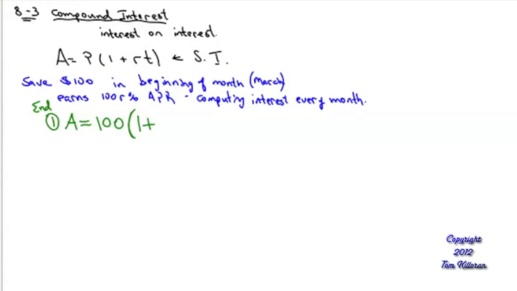Now, what's the interest rate? Well, the interest rate is 100%. So what do I put in here? If it was 15%, I would write 0.15. What do you do? You divide by 100. So if I divide by 100, I get R. The 100 goes away. The R is left over.